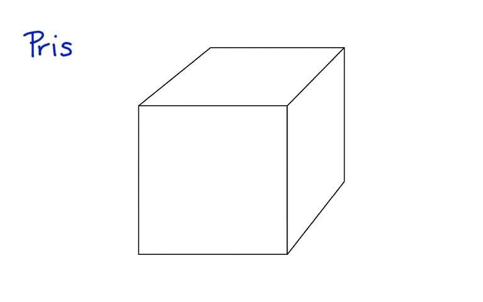A prism has faces that are quadrilaterals, and it has two bases. So here you can see that the base on top is a square, and the base under here that you can't see is also a square. A cube is a type of prism. Let's look at some other prisms.